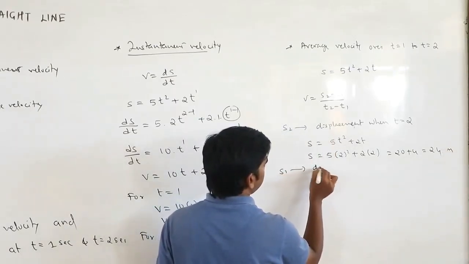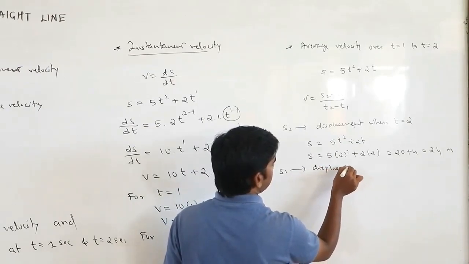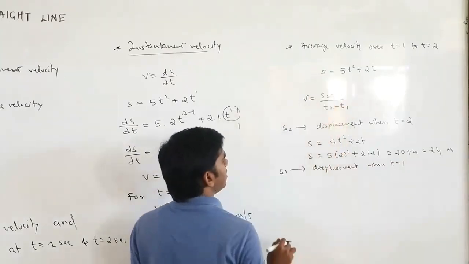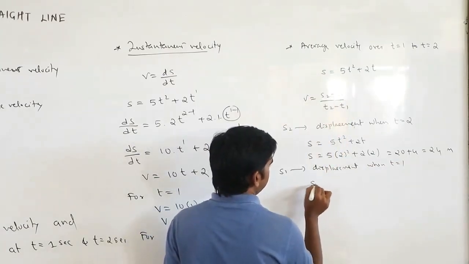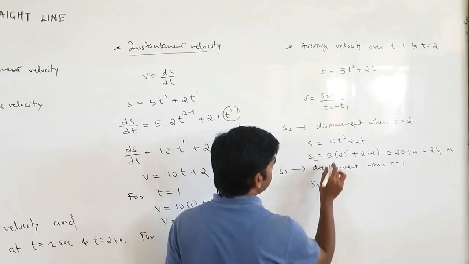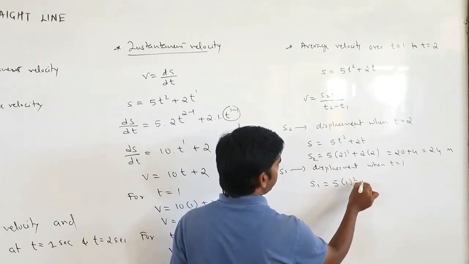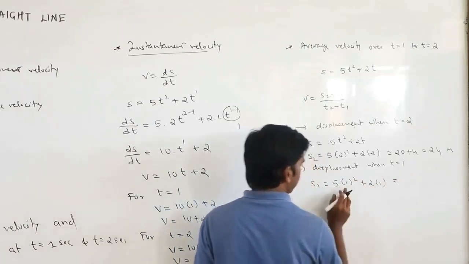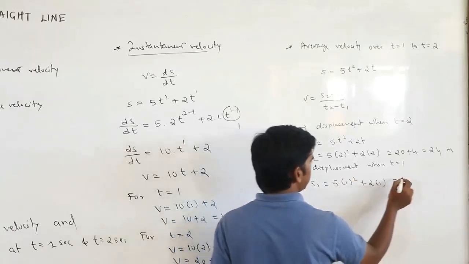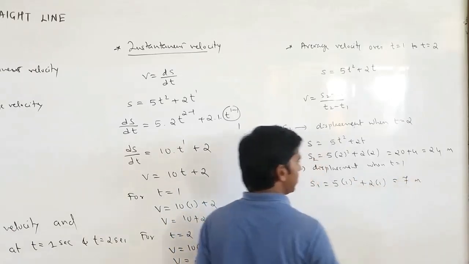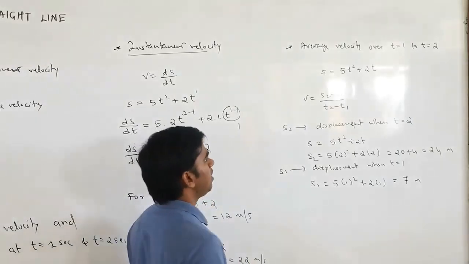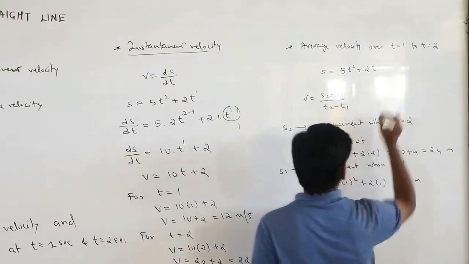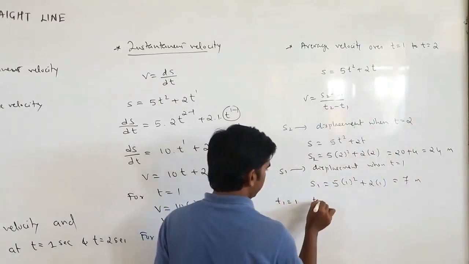Next, s1. s1 is the displacement when t equals 1 second. s1 is 5 into 1 square plus 2 into 1, because t equals 1. 1 square is 1 only, so this becomes 5 plus 2, 7 meter. So t1 equals 1 and t2 equals 2.